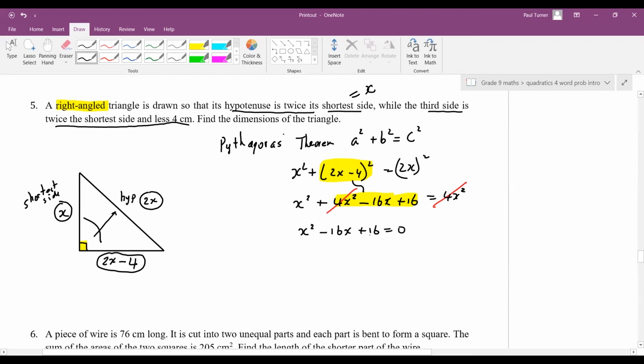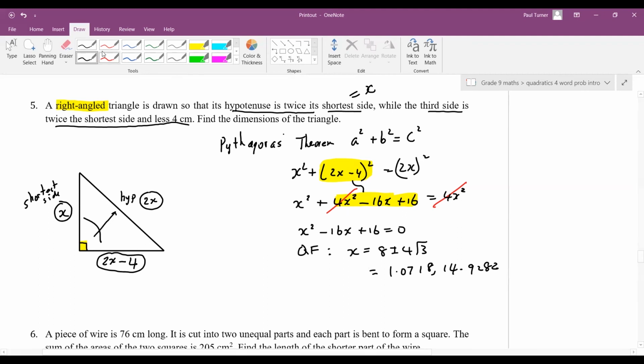Now, in this question, you can't factorize it. If you try, you won't be able to do it. So use your quadratic formula here. Calculate, you'll get x equals 8 plus or minus 4 root 3 for the answer, which ends up being 1.0718 or 14.9282 as your final answer.